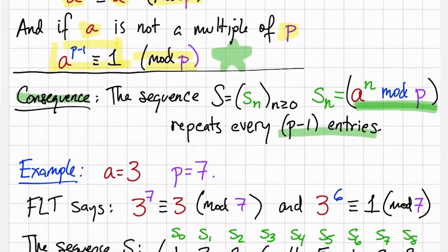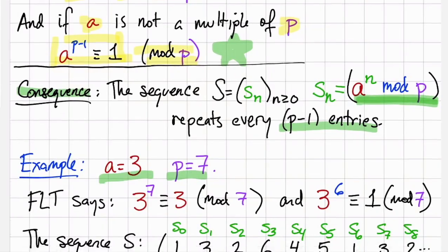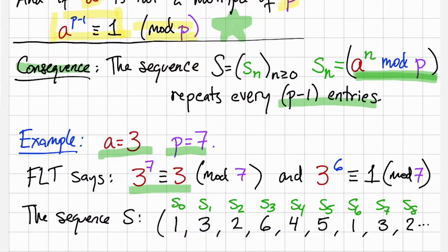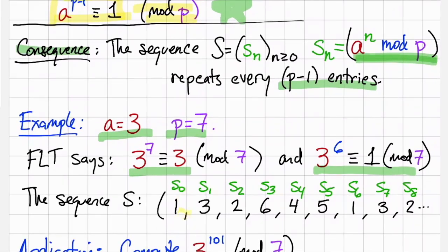Let's look at that when a is equal to 3 and p is equal to 7. Fermat's little theorem says that 3 to the 7th is equivalent to 3 mod 7, and also that 3 to the 6th is equivalent to 1 mod 7. So if we write out this sequence, 3 to the 0, 3 to the 1, 3 squared, 3 cubed, 3 to the 4th, 3 to the 5th, 3 to the 6th, 3 to the 7th, 3 to the 8th, mod 7, we get a sequence 1, 3, 2, 6, 4, 5, 1, 3, 2, 6, 4, 5 that repeats every p minus 1 entries.